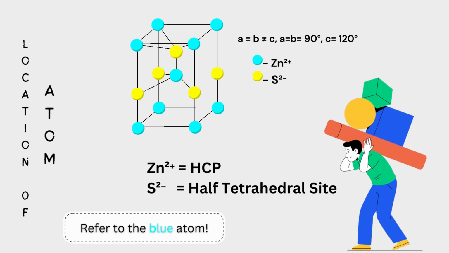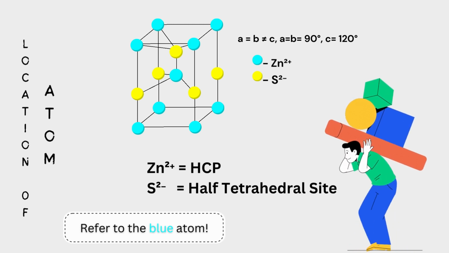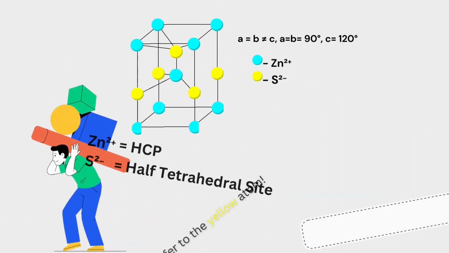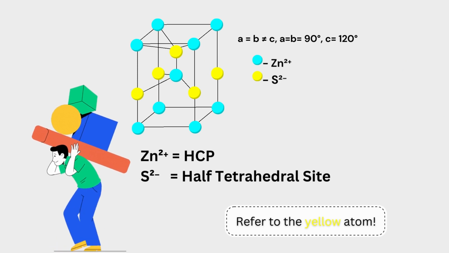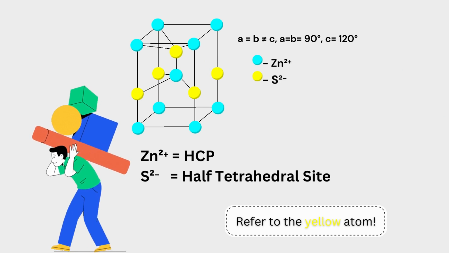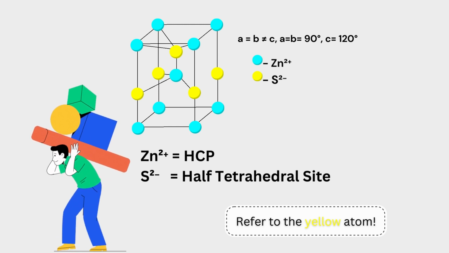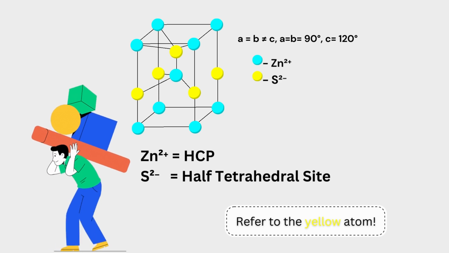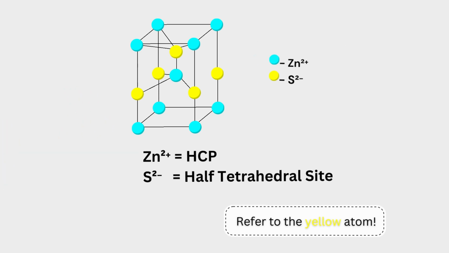Okay, first, the location of Zn2+. There will be 8 atoms at the corners in the HCP lattice, where 4 atoms are at the top and another 4 are at the bottom. It also has 1 atom at the center, located at the half coordinate. Next is the location of S2-. We already know that in HCP there are 10 tetrahedral sites, but the sulfur will occupy only half, so there will be 5. The atoms will occupy the 3/8 and also 7/8 positions.